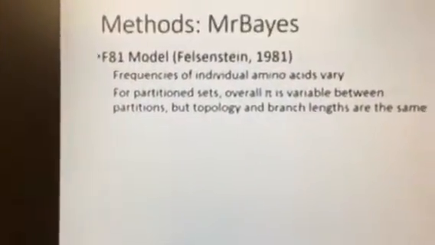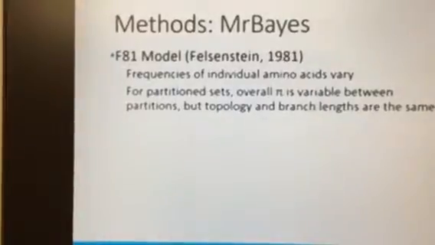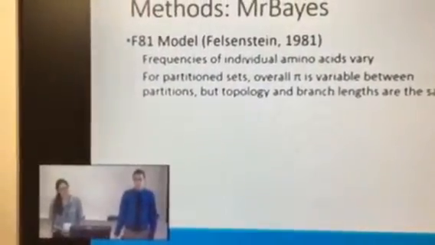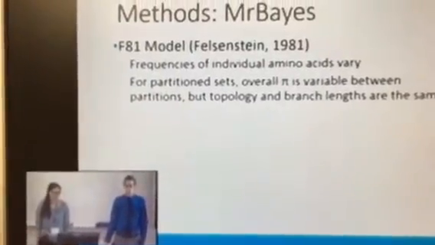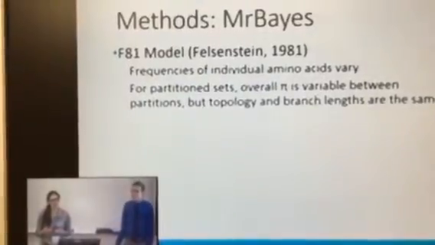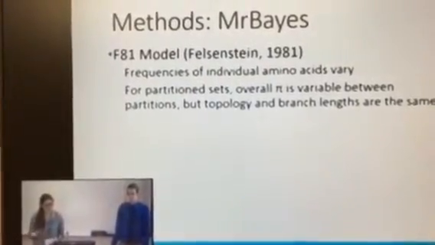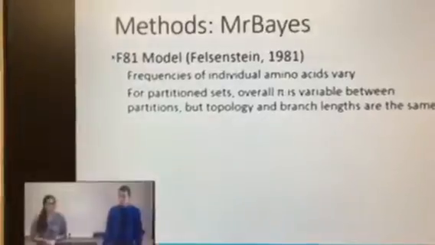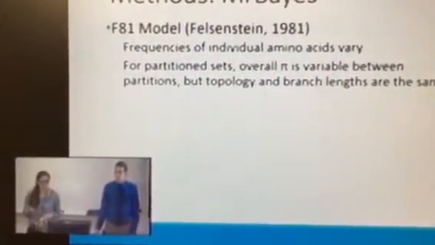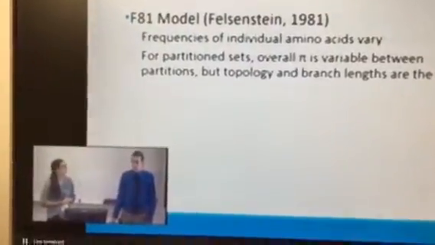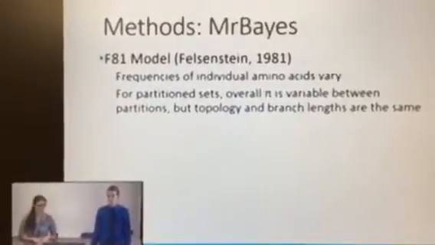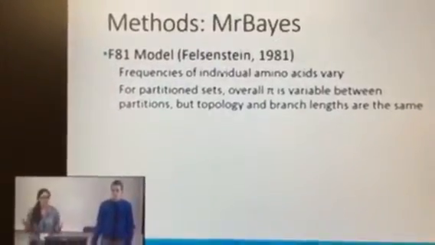Okay, so the software we used was MrBayes, and the model we used was the F81 model, which was created by Felsenstein in 1981. The point of the model is to specify how amino acids can change from one amino acid to another. This model allows the frequencies of each amino acid to be different from the other ones. And so what MrBayes gives us as output, well, part of what it gives us, is a vector of likelihoods for the 20 amino acids.